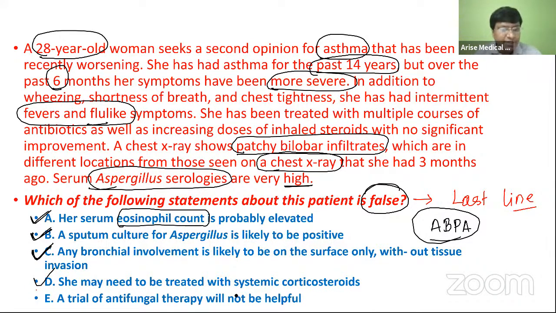A trial of antifungal therapy will not be helpful is a wrong statement. Right? This is a wrong statement. Now, why should we give antifungal therapy? If you take the exact picture of this patient, since six months the symptoms have become more severe, and intermittently she is having fever as well as flu-like symptoms. Why is that? That is because of an increase in the activity of the aspergillus.